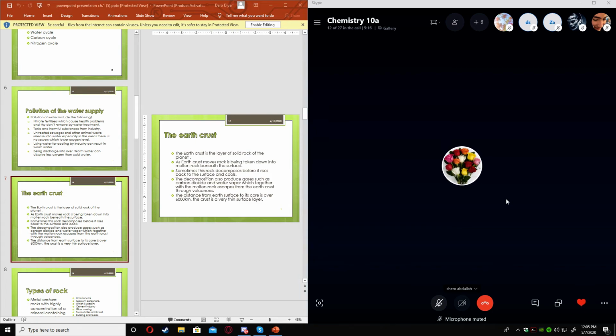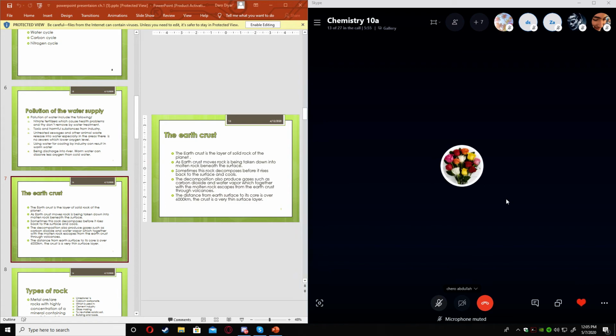That the Earth's crust is a piece of the Earth, which is solid rock. Okay, which is solid rock, and molten rock moves through it as well. So when the Earth's crust moves, the rock is taken down, which comes to beneath the surface. And the distance from the surface to the core is over 6,000 kilometers.